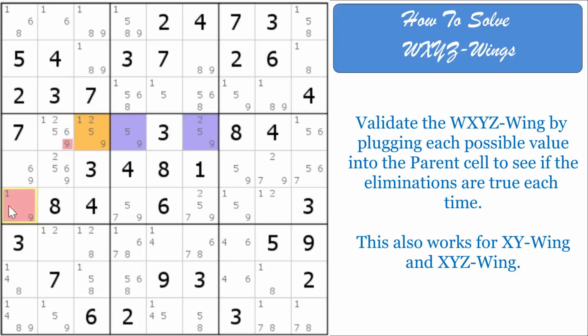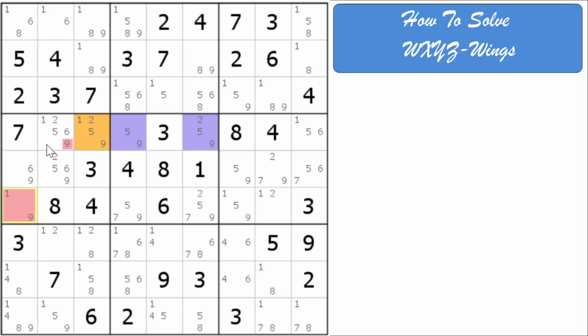And you wouldn't know if this is a 1 or a 9, so you cannot make any other eliminations. If you plug in a 5, then this would be a 9, and that can't be a 9. If you plug in a 9, then obviously this can't be a 9. So in all cases, this can't be a 9, so you can make that elimination. This is a valid WXYZ-Wing. Hopefully that makes sense. Let's move on to our next example.